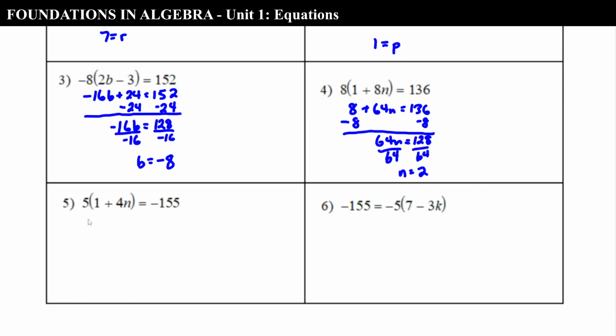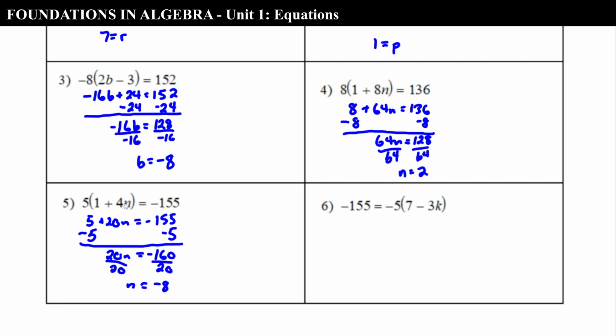For number 5, 5 times 1 is 5. 5 times 4 is 20, so we get 20n equals negative 155. Subtract 5 from each side, we get 20n equals negative 160. Remember, be very careful when you're doing subtraction. I owe you $155. I borrow $5 more from you. I owe you $160 now. All right, now we're going to divide this by 20. And you're going to get n equals negative 8.